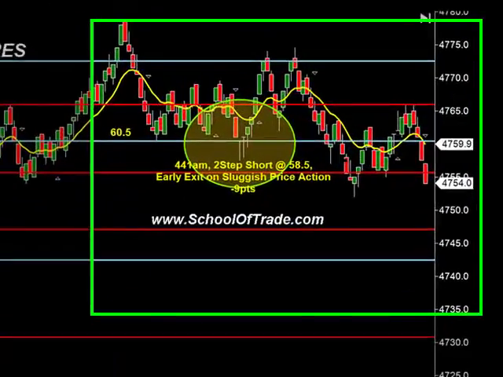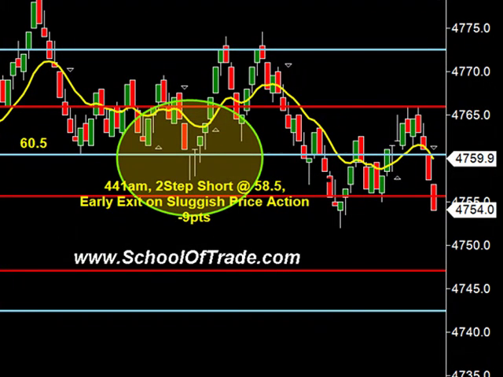This is a two-step short here at 58.5. Now, one of those trades where ultimately I had to make a pretty tough decision on what to do with this thing. I exited early on sluggish price action here, took a 3-point stop, and ultimately with 3 contracts, that's a total of 9 points.